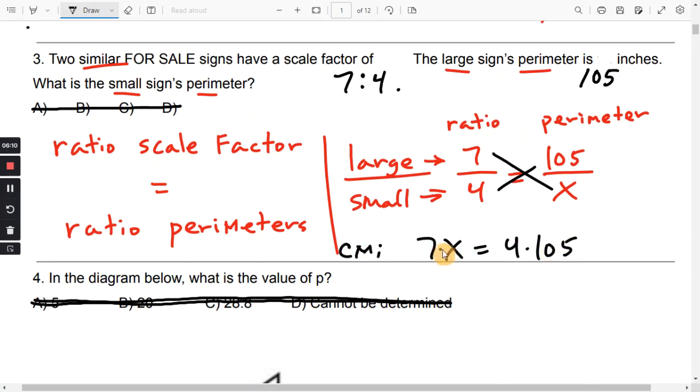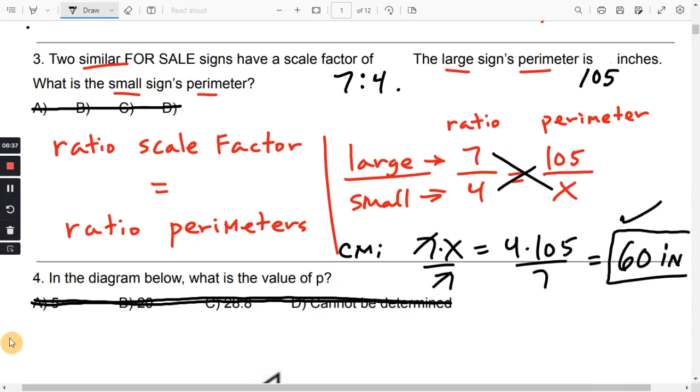The opposite of times 7 is divided by 7. You do that to both sides, and it cancels here. 4 times 105 divided by 7 is 60. Units were in inches, so these will be in inches. Again, there will be 4 multiple choices for each problem. Final answer.